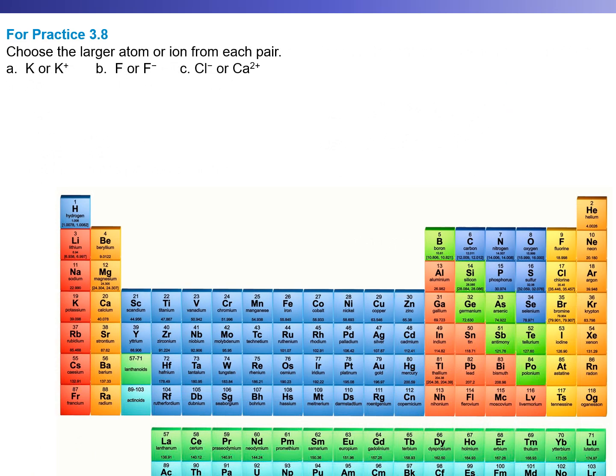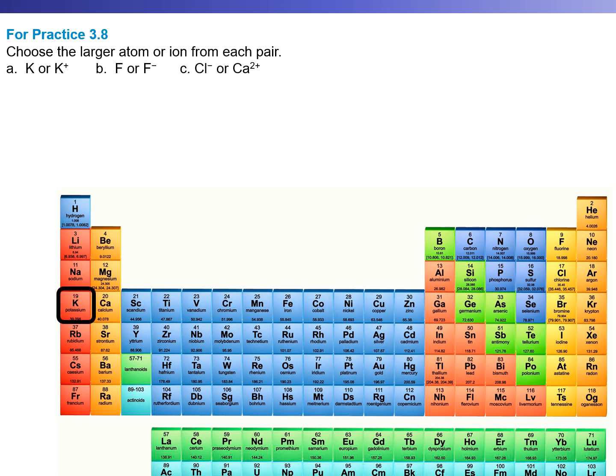All right, in problem 3.8, they want us to choose the atom or ion that is the larger. So they're giving us potassium and its ion, fluorine and its ion, and then they're having us compare the chloride, which is the ion of chlorine, and then the calcium ion. All right, so let's start off with potassium.